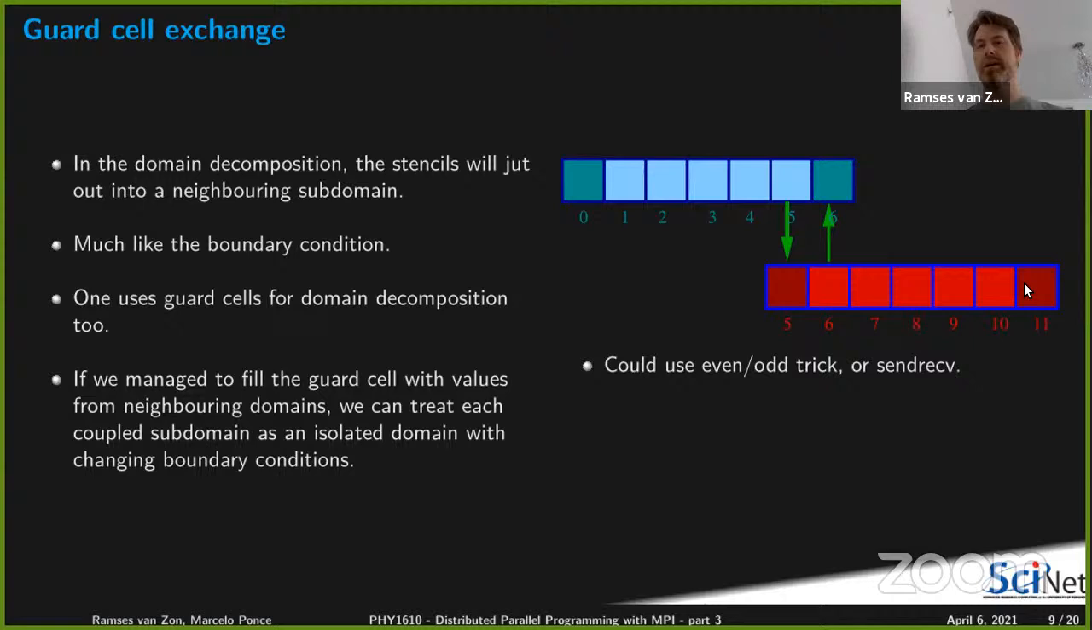So I'm only doing up arrows in this process, in the send receive. I'm sending my first one away, and I'm receiving something in my rightmost guard cells. So this is one receiving into 11. But sorry, one receiving into what is it? It's six. It's guard cell right. And then that's all of the communication that goes to the left.